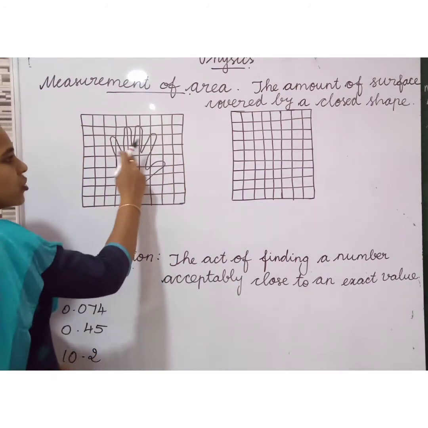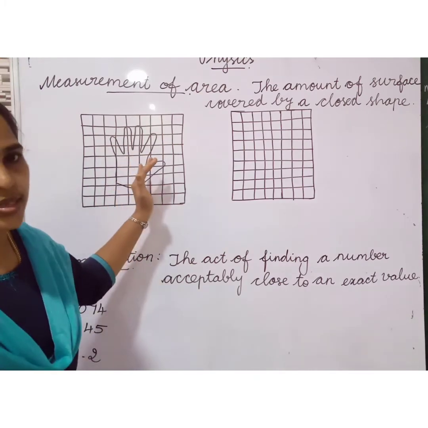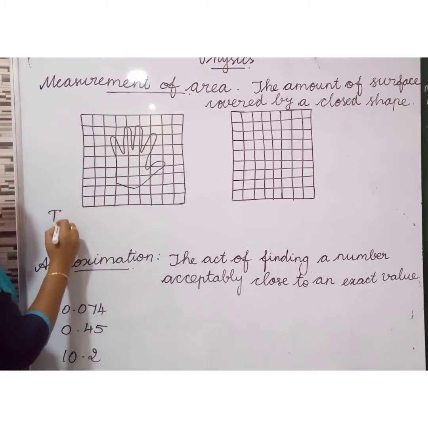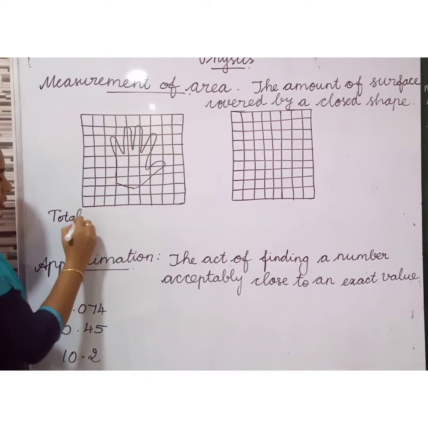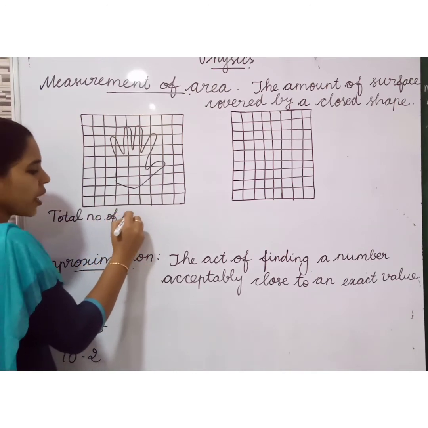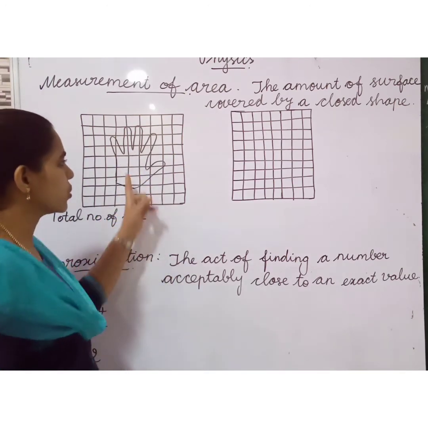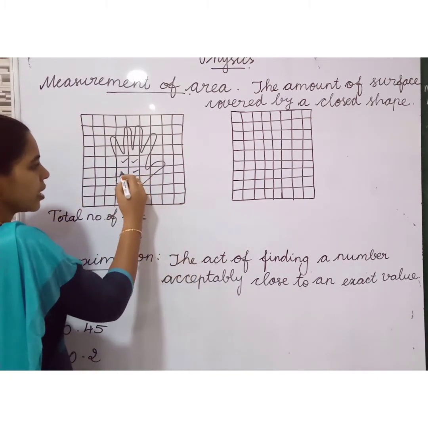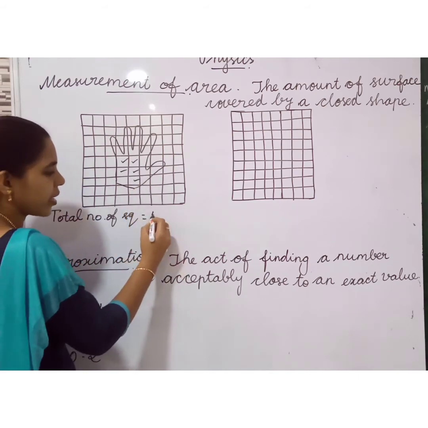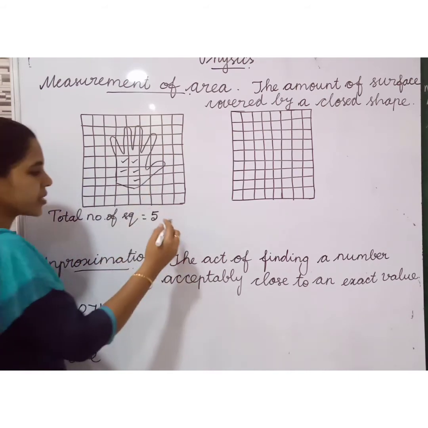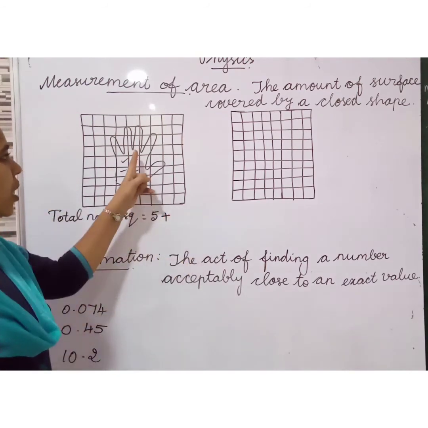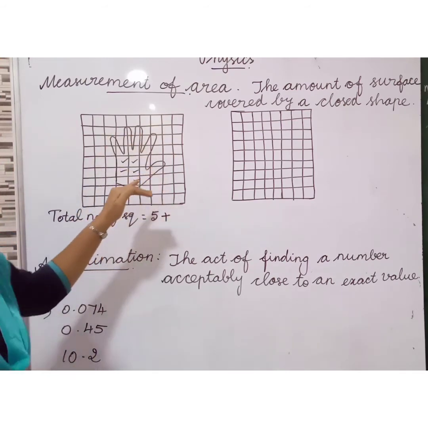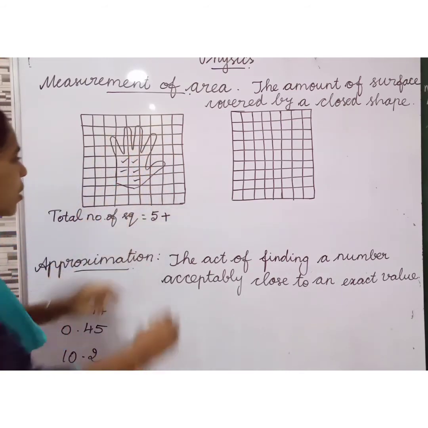So first we have to count the complete squares. Okay. Count the complete squares. How to find the total number of squares? Total is equal to, first we have to count the complete number of squares: 1, 2, 3, 4, 5. Okay, 5 squares are complete squares. Next we have to count the number of squares more than half.